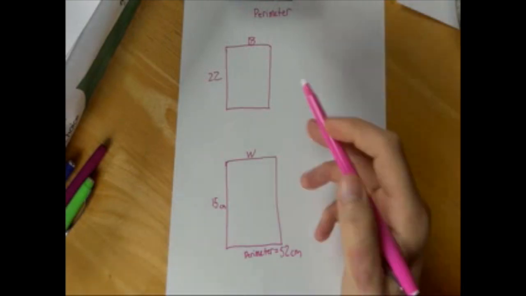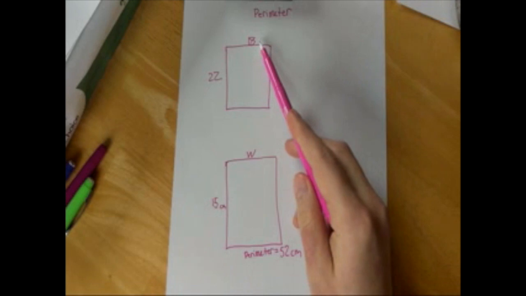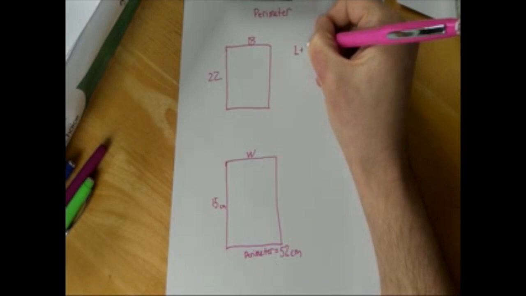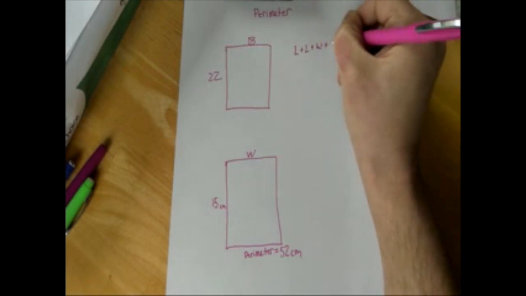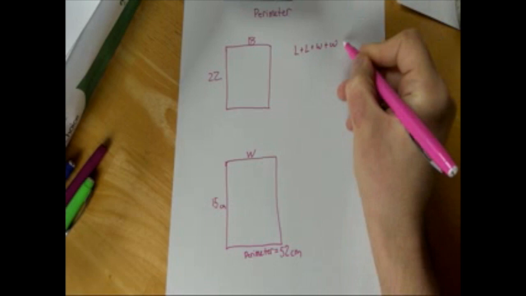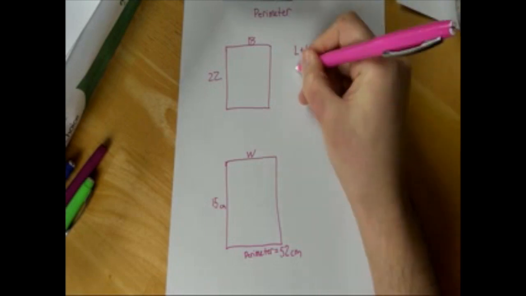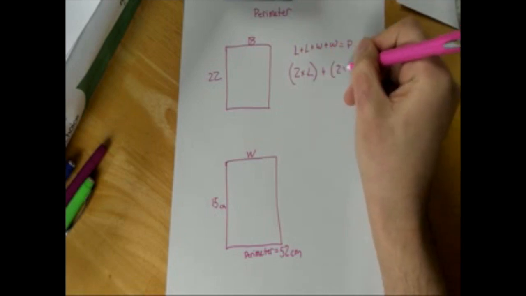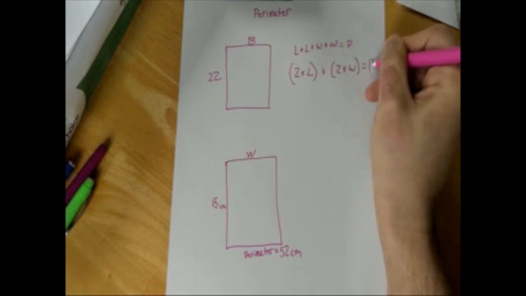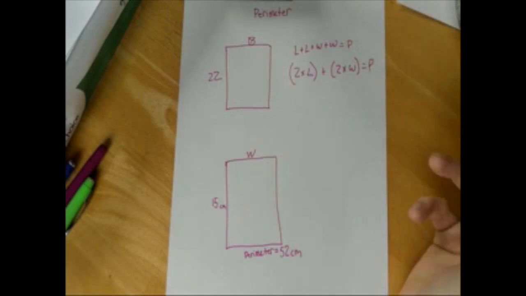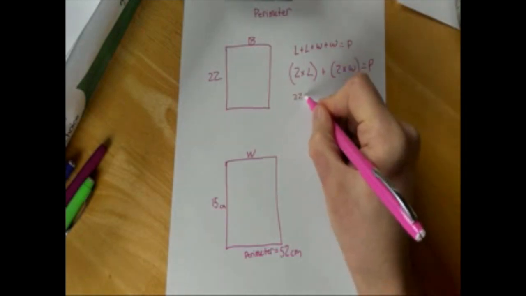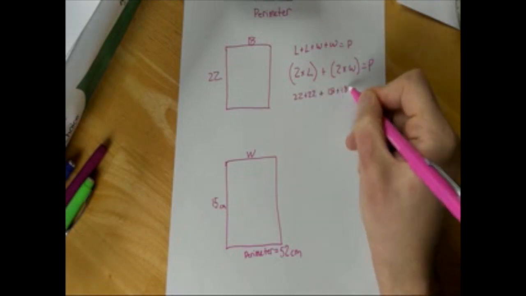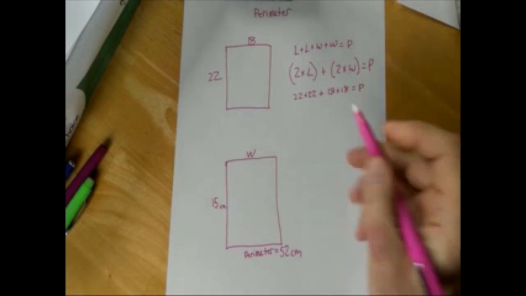Going to go over our perimeter problems first from our worksheet. Our first rectangle has a width of 18, a length of 22. To find the perimeter, I'm going to do length plus width, or I can do 2 times my length plus 2 times my width. I'm going to choose just to add them up. 22 plus 22 plus 18 plus 18.